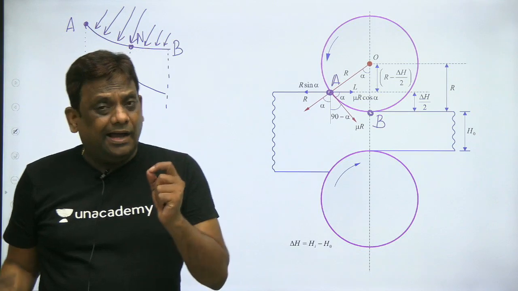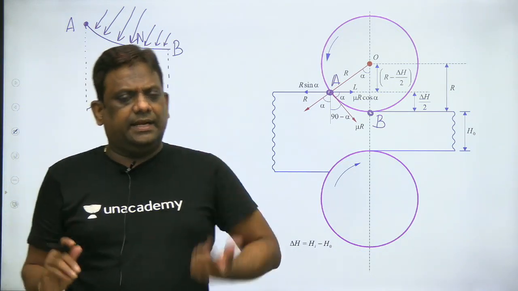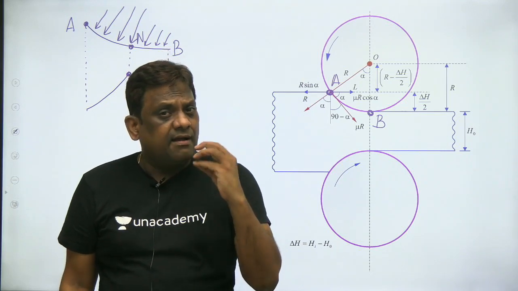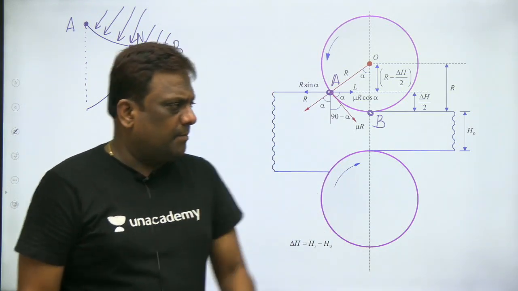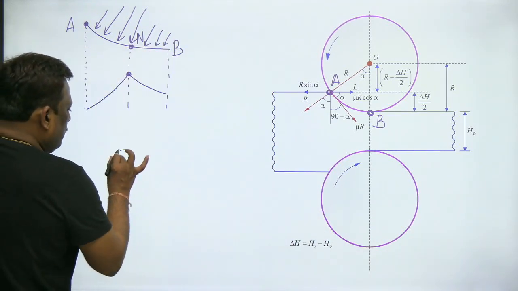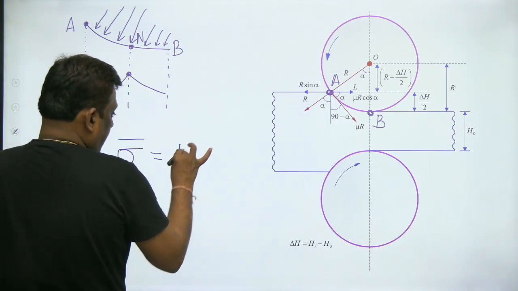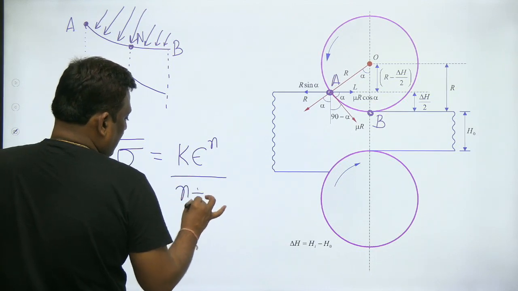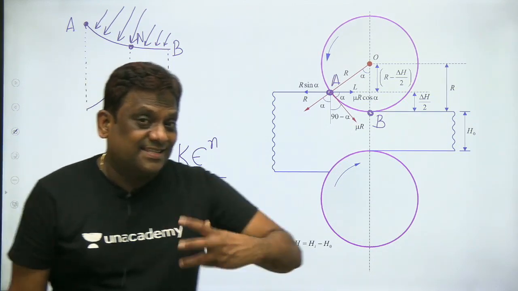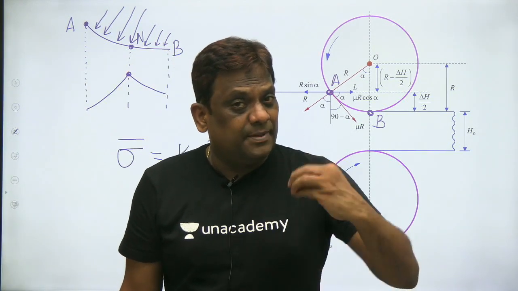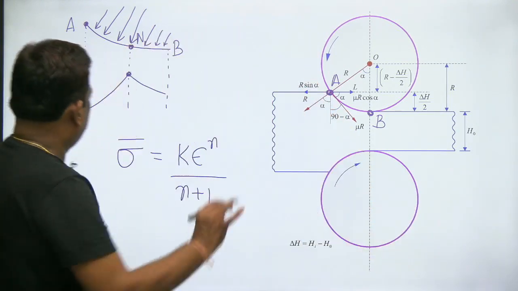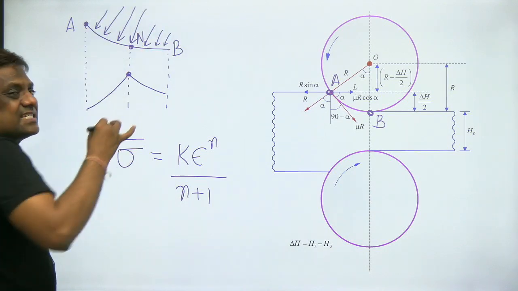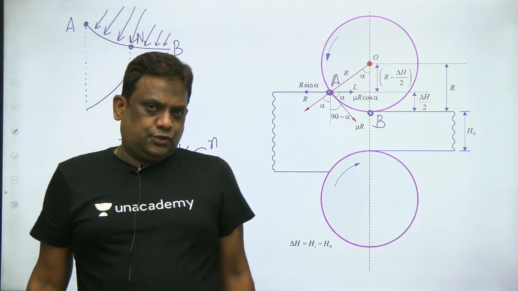I told you in my first introductory class on fundamentals of metal forming, we take the average flow stress. Hope you remember that equation. The average flow stress is given by K, the strength coefficient, epsilon to the n, divided by n plus 1. Now we will see how these things are useful in rolling. Now, because of this, let's try to calculate the average force.